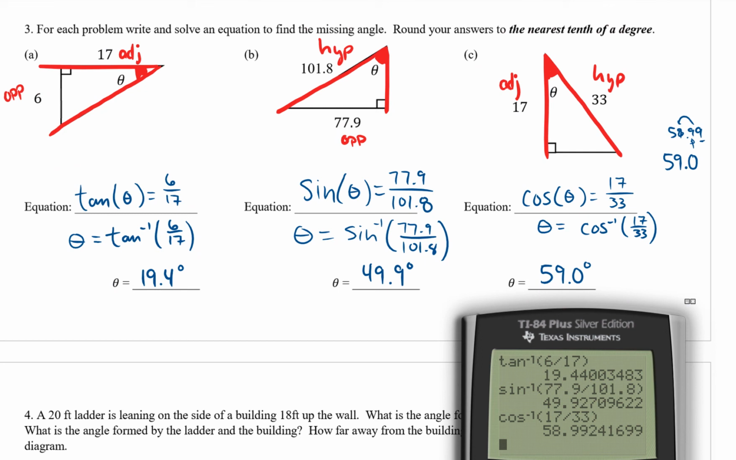Again, in question 3, we were given two sides of a right triangle, and we were asked to find one of the acute angles. And now that we have one of the acute angles, it would be pretty easy to find the other acute angle because they would both have to add up to 90 degrees. So that's just a thought.